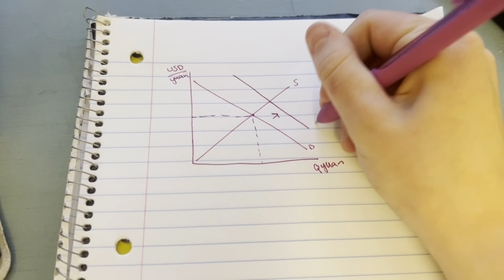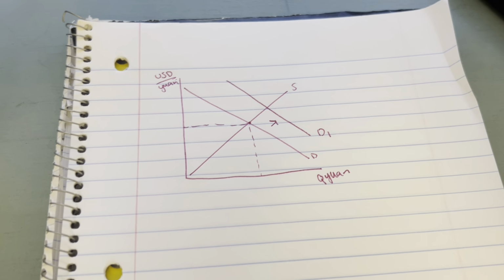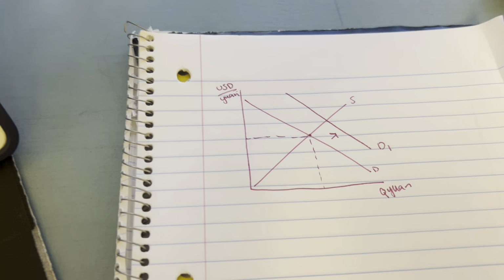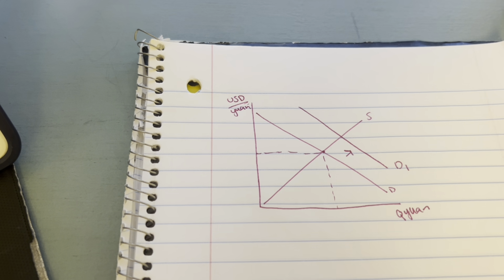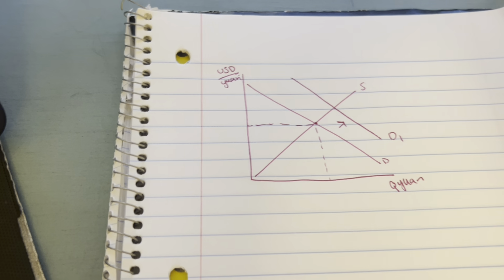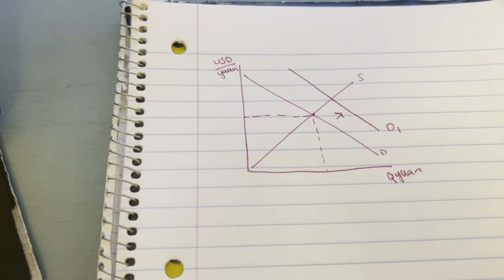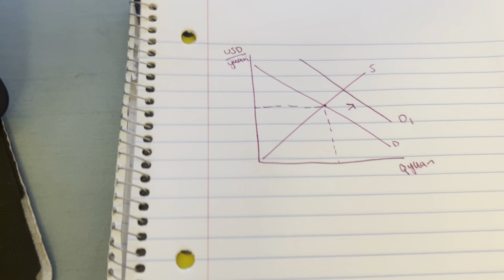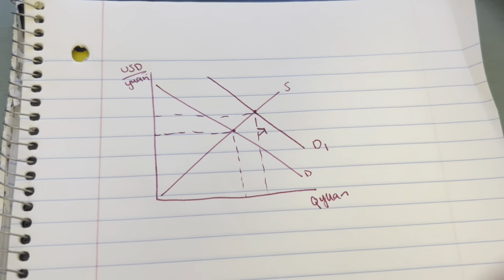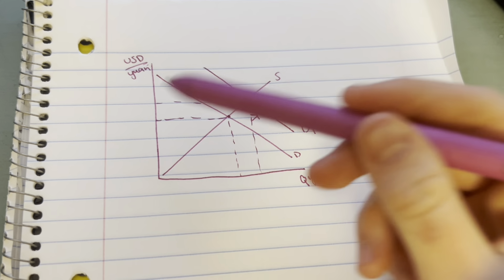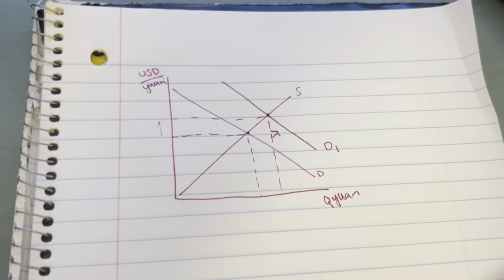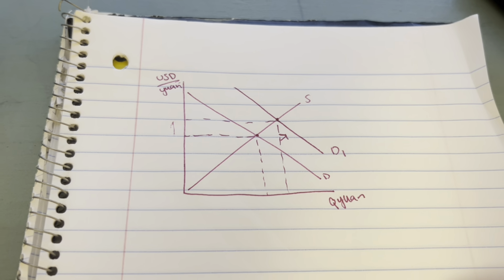American consumers and businesses find Chinese goods cheaper and more attractive, and US imports from China increase. And to buy these goods, Americans must exchange US dollars for yuan, shifting the demand curve right. The price level for the yuan will increase because of this change. This means it's going to take more US dollars to buy a single Chinese yuan.